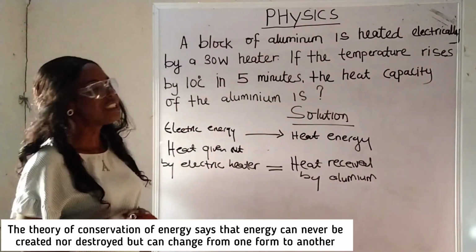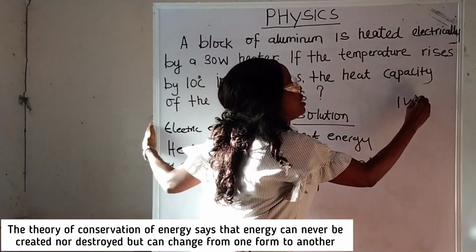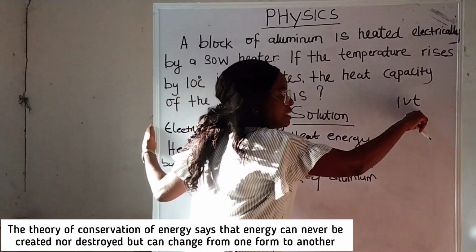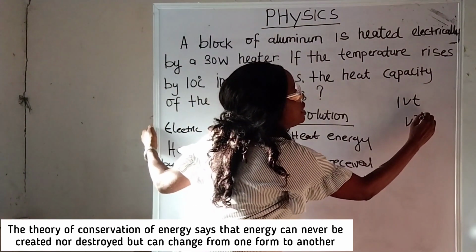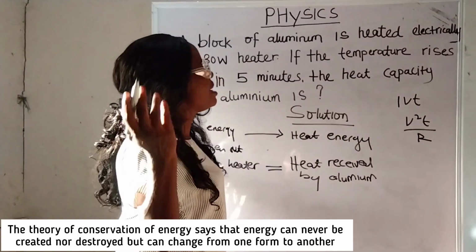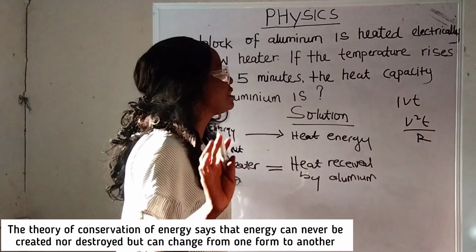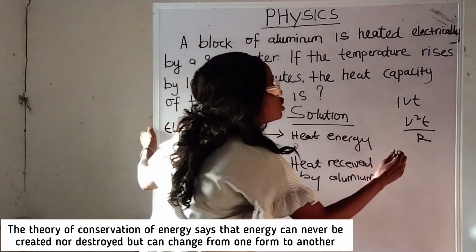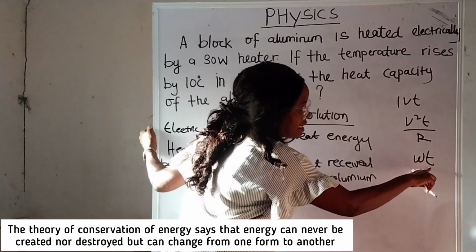For example, for electric energy, we have the formula IVT, which is current times voltage times time. We also have V square T over R, and we also have, for the electric energy, WT, which is power times time.